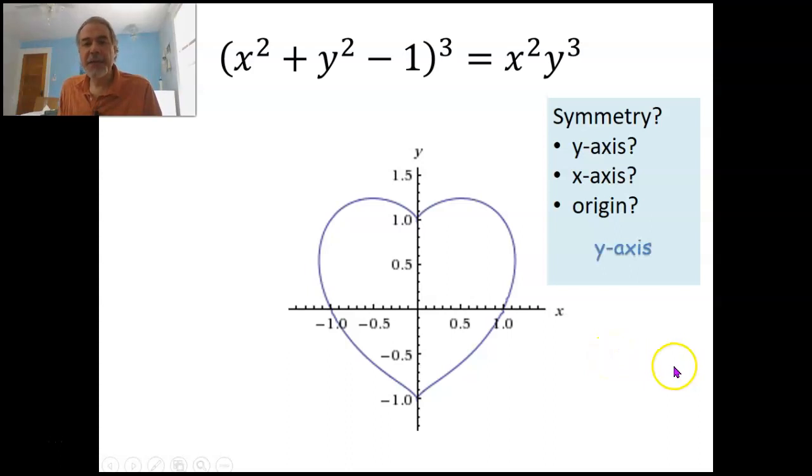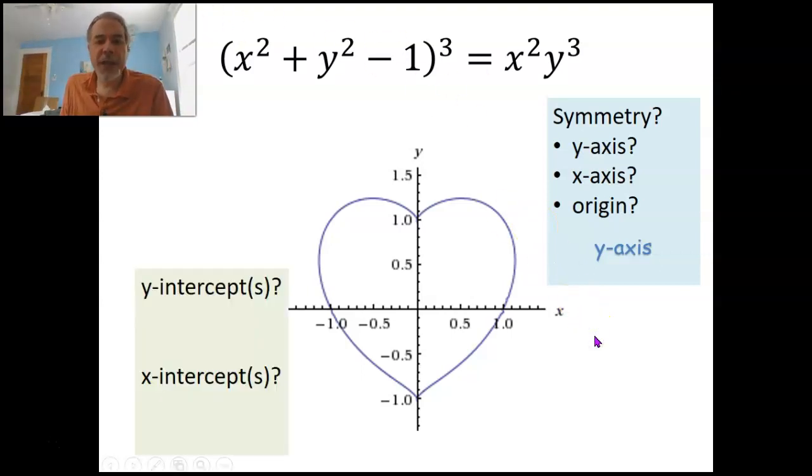Well, it is symmetric with respect to the y-axis. And I could have predicted that just from looking at the equation, because anywhere there's an x in the equation, it's being squared. So if I replaced x with negative x, the squaring would kill off the negativeness, and it would be equivalent to the equation we have now.